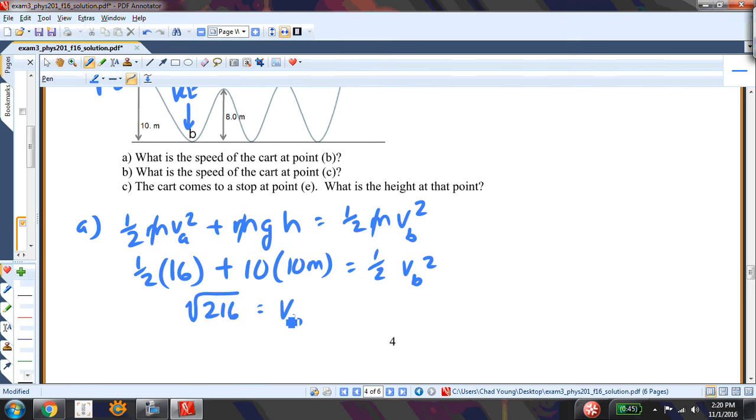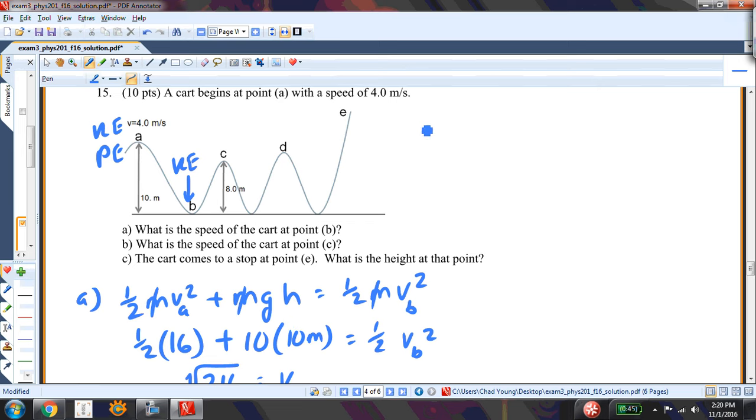Now what is the speed of the cart at point C? So for B at point C, it's very similar. I have 1/2 mv squared plus mgh equals 1/2 mv squared plus mgh, because at point C, I have both kinetic and potential. So my m's cancel.